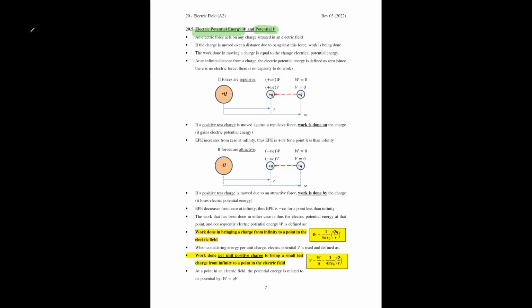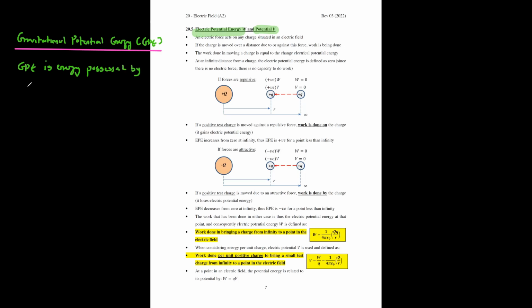When you were talking about gravitational potential energy, GPE, you would have said in AS last time that GPE is actually energy possessed by a mass in a gravitational field. This one is your definition that you would have used in AS.